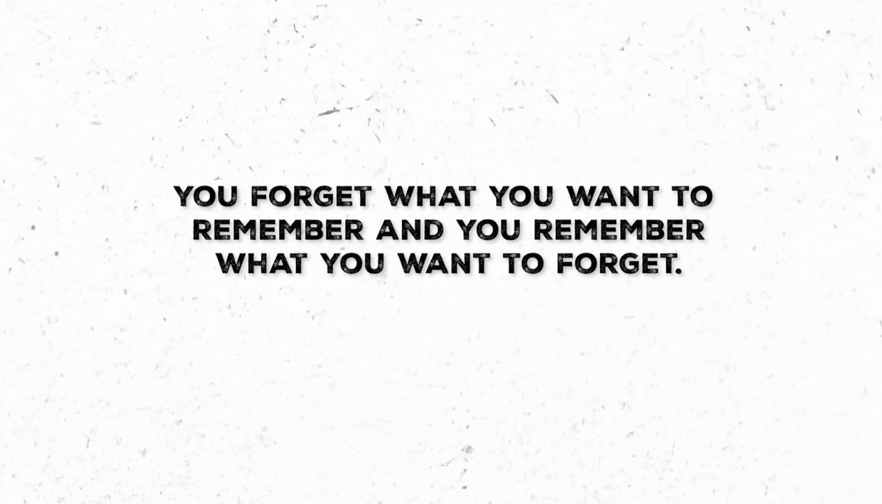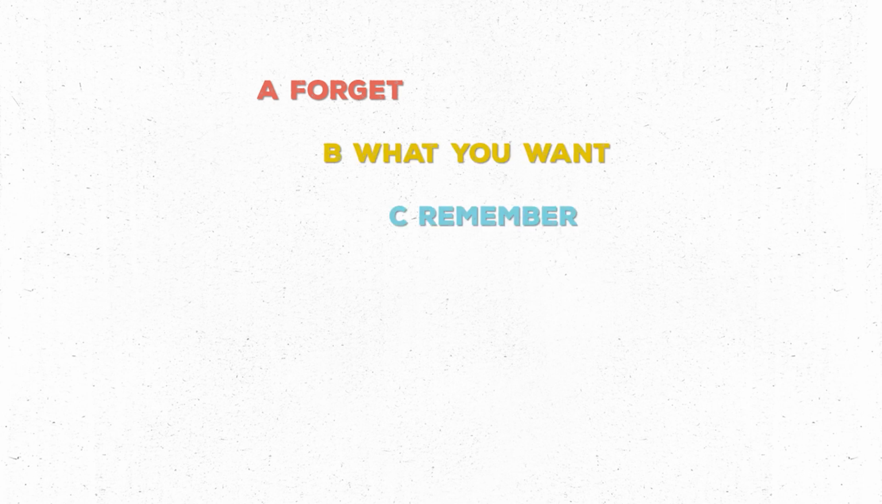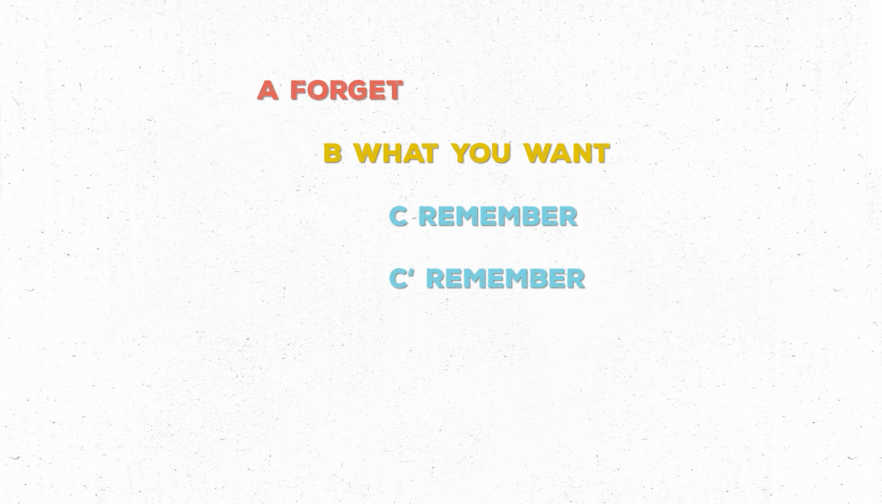Take a look at this sentence, for example. You forget what you want to remember, and you remember what you want to forget. So here we have 3 elements. Forget, which we'll call A, what you want, which we'll call B, and remember, which would be C. And these 3 elements are then repeated in reverse order. First comes remember, then what you want, and then forget.